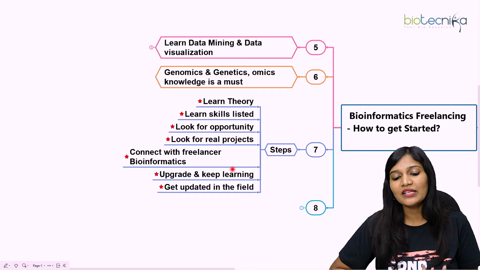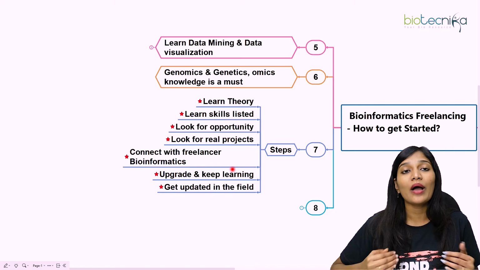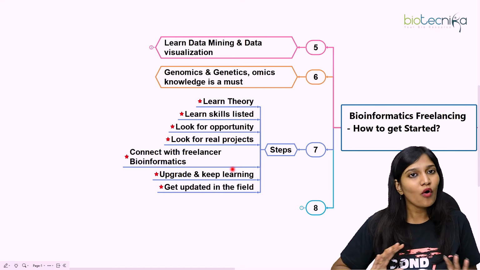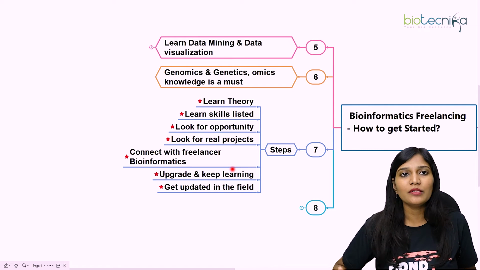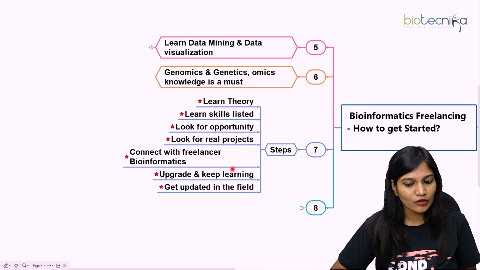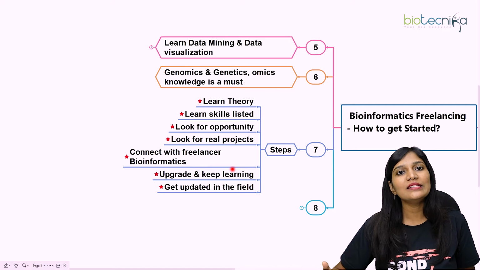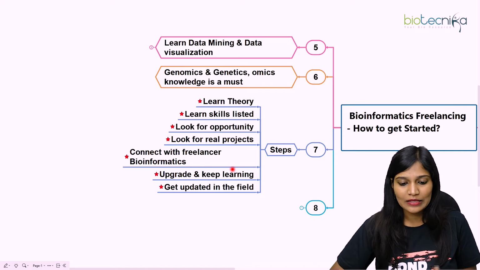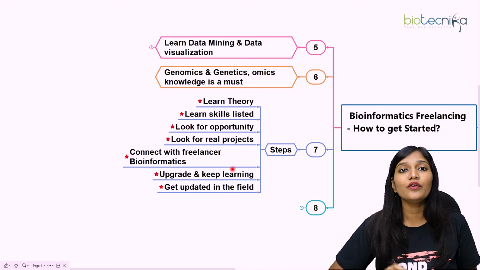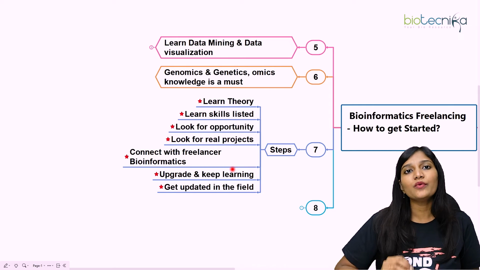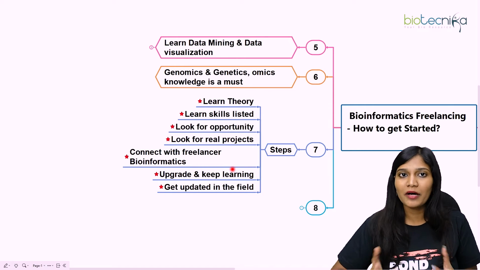The next important thing is whatever skills I've told you, you have to learn all those skills. And these are all going to be available online, so you can learn them online also. So learn all the skills. That is very, very important for freelancing. And the third important thing is look for an opportunity which is available for you as a freelance bioinformatician. I'm going to give you some examples also.